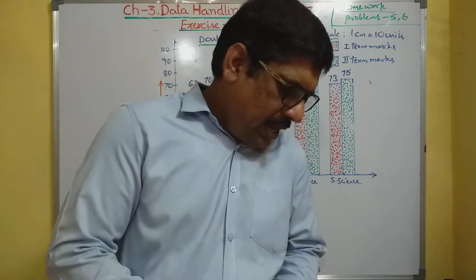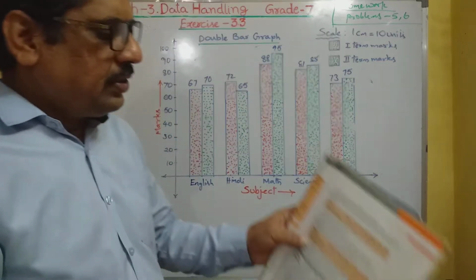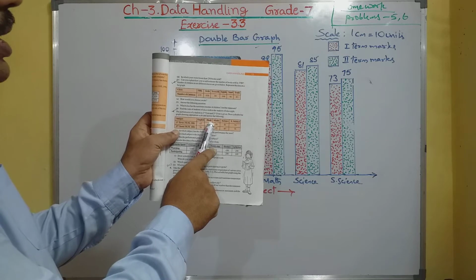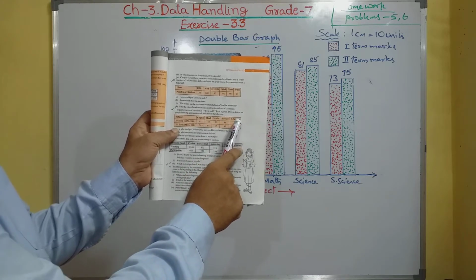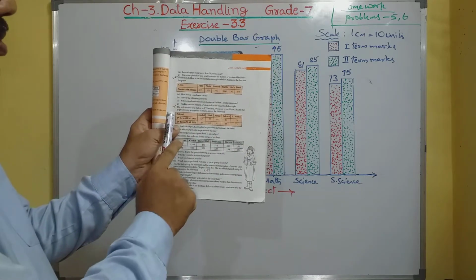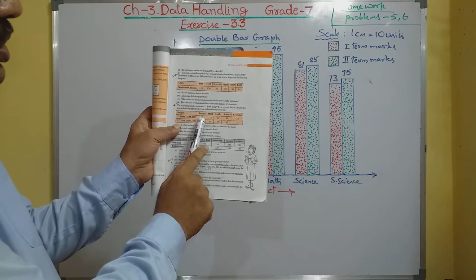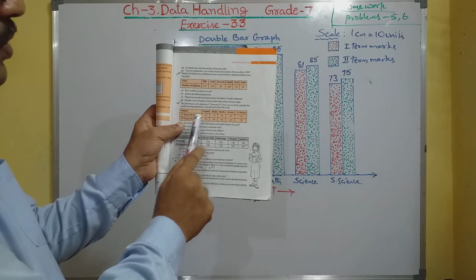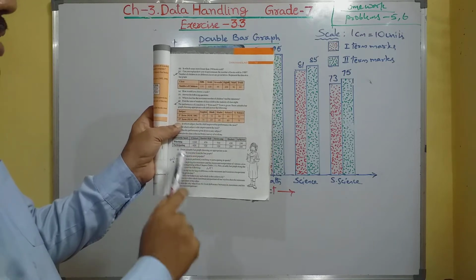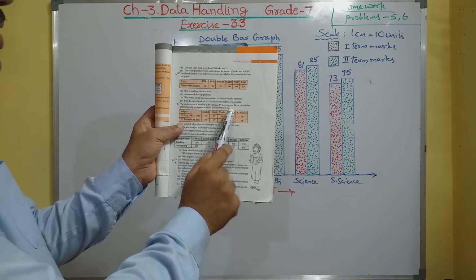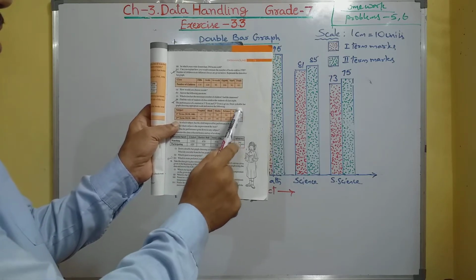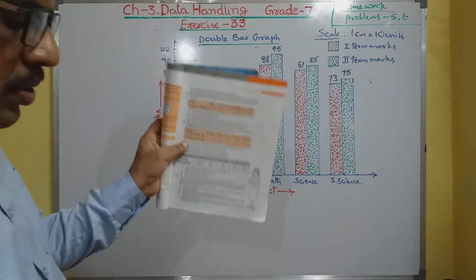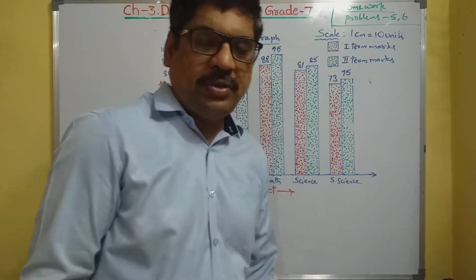You look at this. Here he has given, in 5 different subjects: English, Hindi, Math, Science and Social Science. The boy has got in the first term English 67 and in the second term 70. In Hindi, in the first term 72, second term 65. In Maths 88, 95. Science 81, 85. In Social Science, he got 73 and 75. Okay, we need to draw the double bar graph for this.